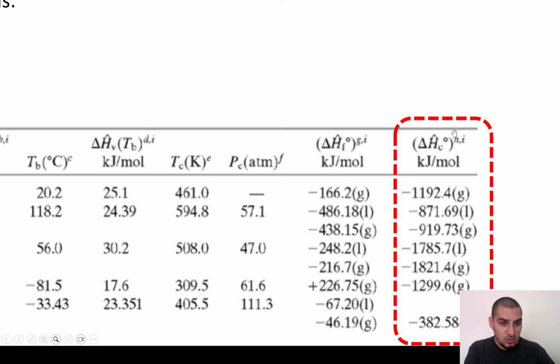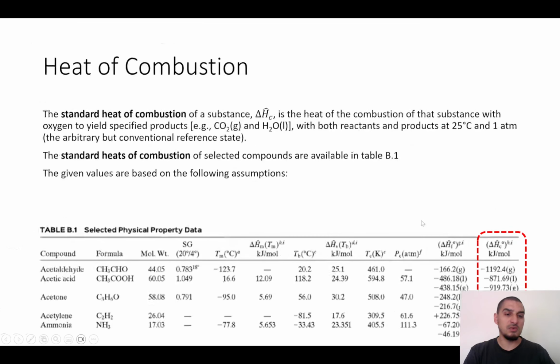And again, it has this small superscript of zero here, which is the standard conditions. And this footnote here is about the same thing. It's telling you that this is at the standard conditions of 25 Celsius and 1 atmosphere. And it also has the same units of kilojoules per mole. And as expected, they all have negative signs because they are all exothermic reactions.